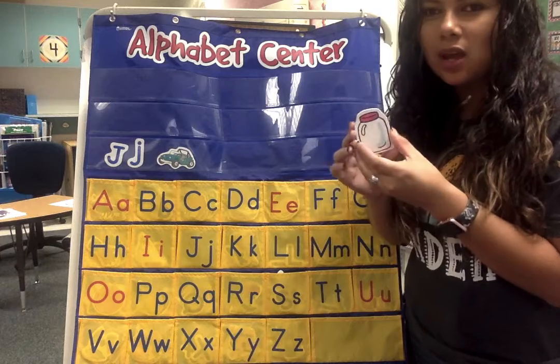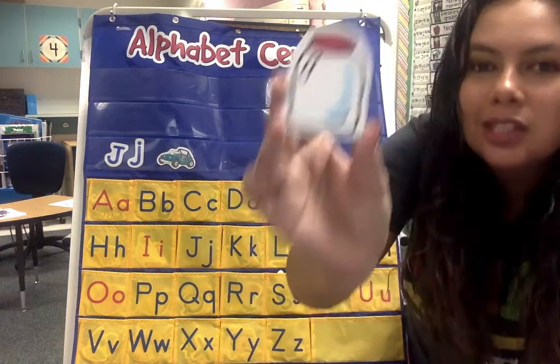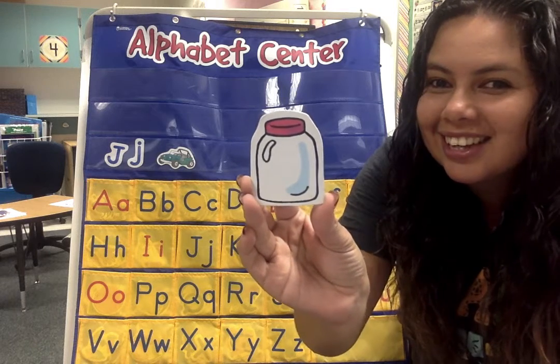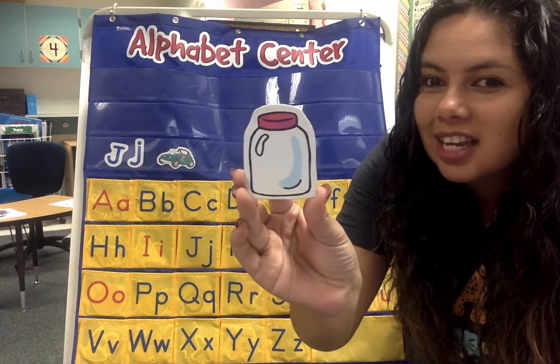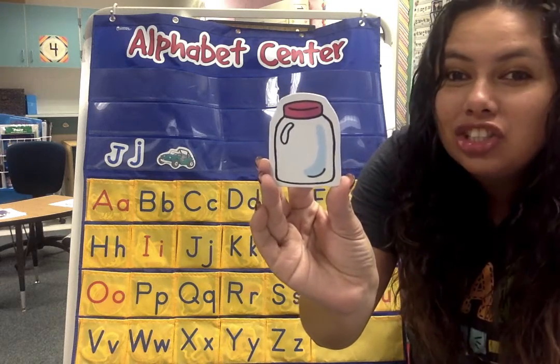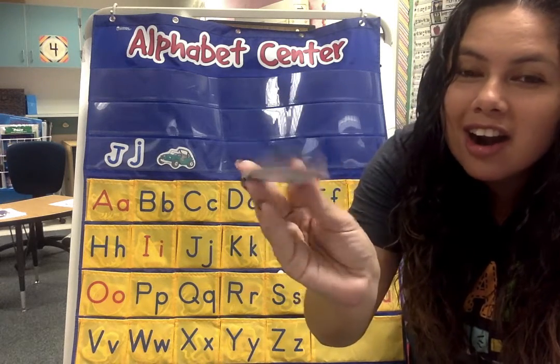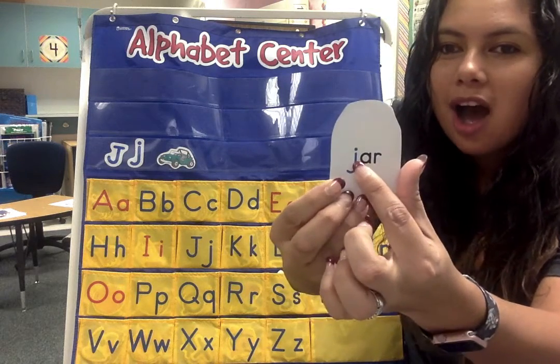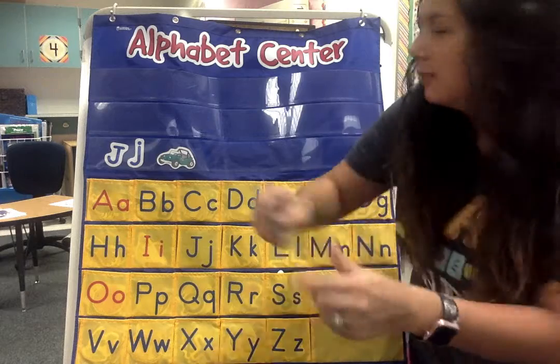Oh, what is this one? I wish I could hear you guys so you can tell me what you think this is. I'll give you a second and see if you get it right after I tell you. It's a jar. Jar. I wonder how many of you guys got that right before I showed you. Jar. Put it right here.